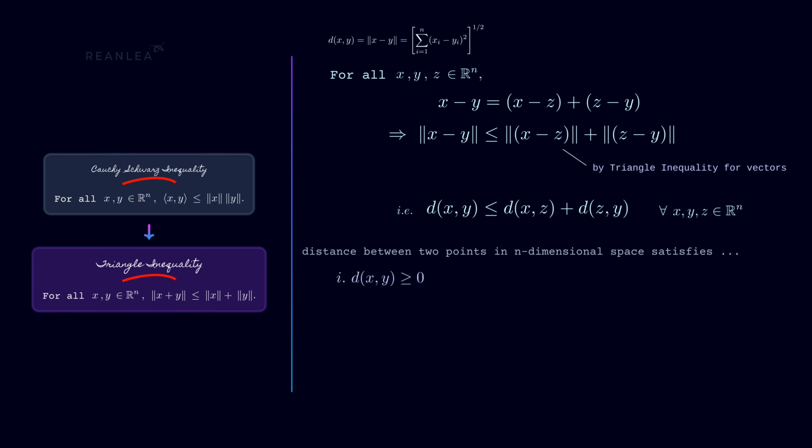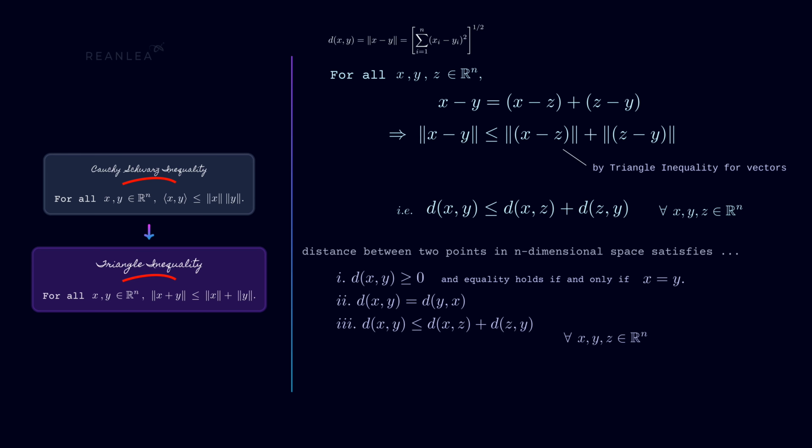So the distance between points in n-dimensional space Rn satisfies: 1. d of x, y is non-negative, and the equality holds if and only if x is equal to y. 2. d of x, y is equal to d of y, x. And 3. d of x, y is less than or equal to d of x, z plus d of z, y for all x, y and z. And therefore, the space Rn together with the distance function becomes a metric space.